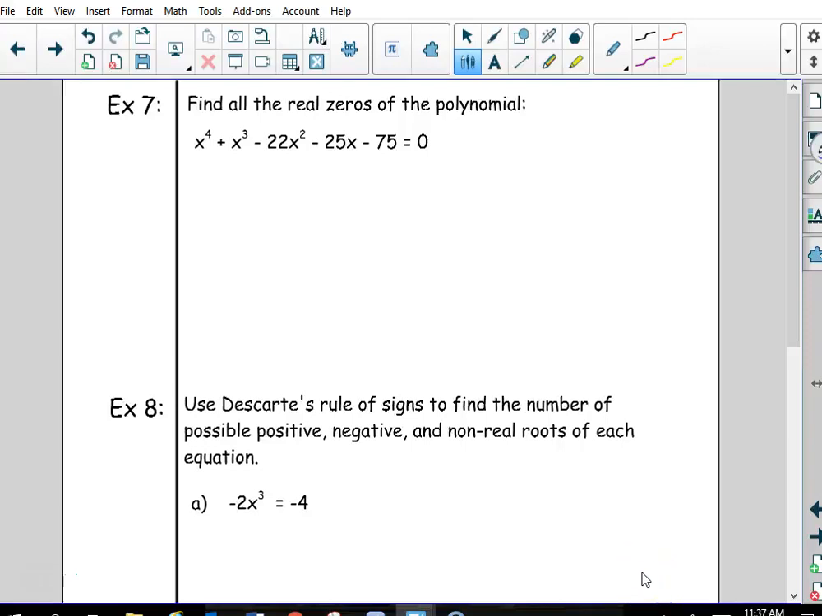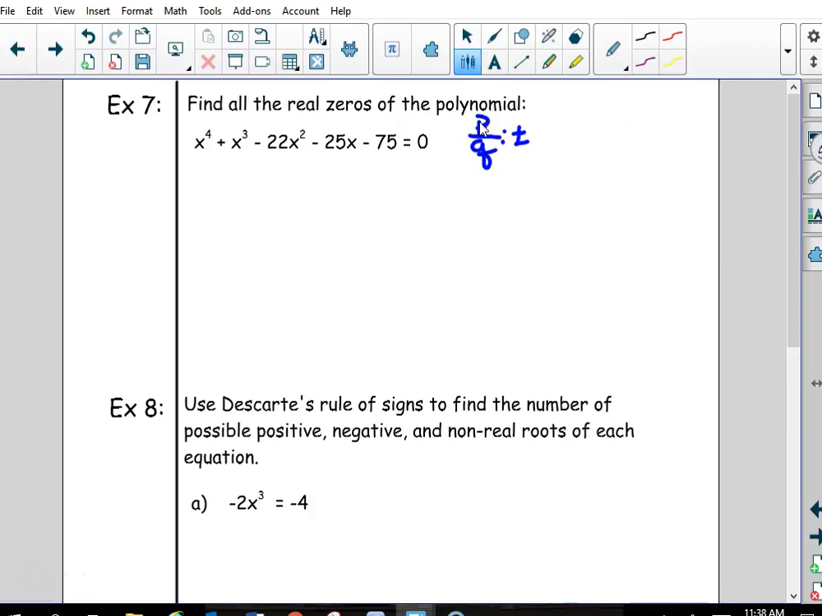All right, find all the real zeros. Same idea, it's just a higher degree. So I'm going to start by looking at P over Q. And again, the factors of my leading coefficient are 1, so I'm not going to bother writing my fractions.